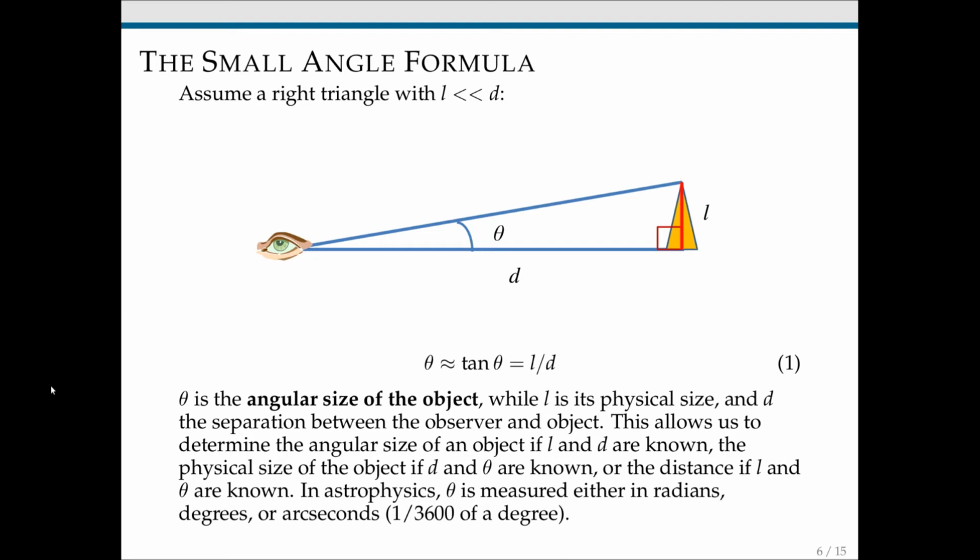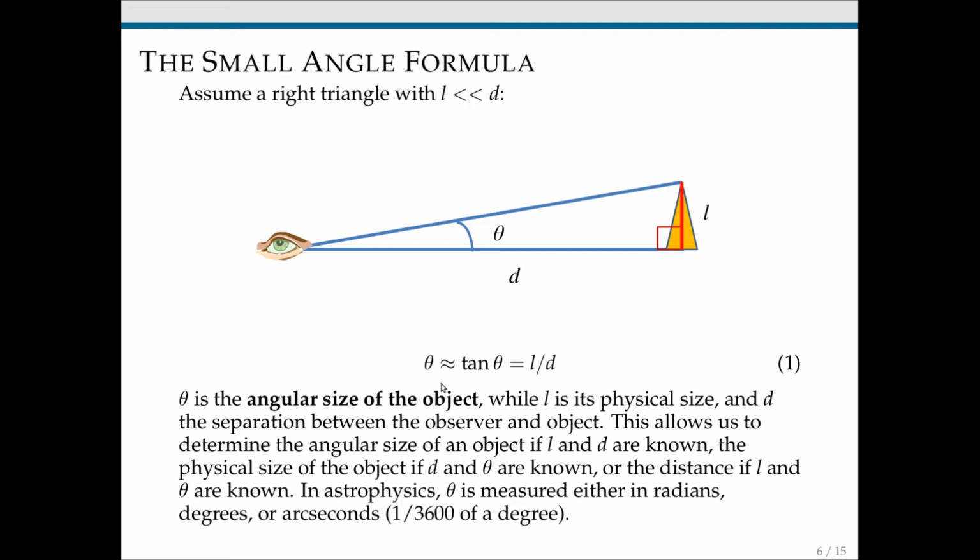Basic trig gives us the angle theta from the tangent. This equation here, tan theta is equal to L over D. But if L is much smaller than D, then tan theta is approximately equal to theta, and we get the small angle formula, theta is equal to L over D.